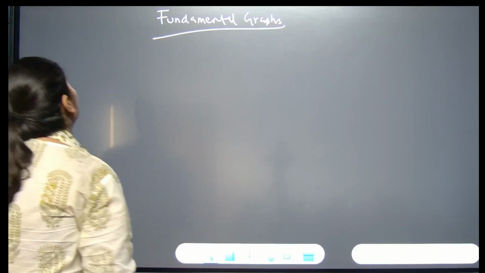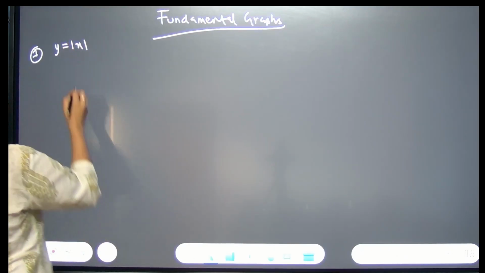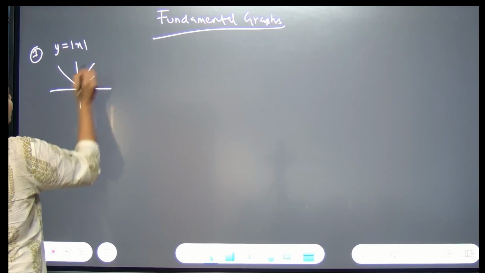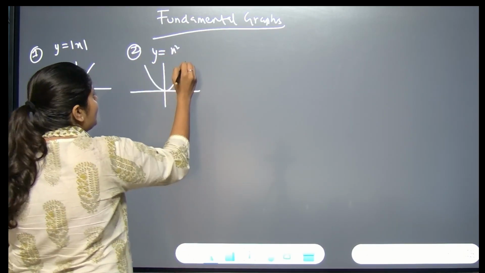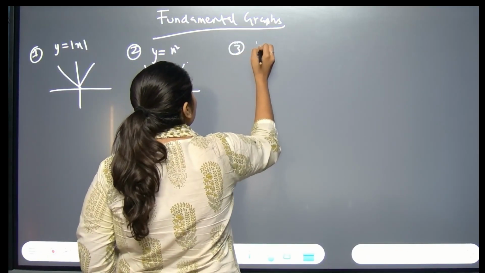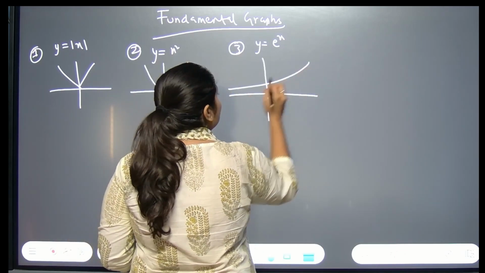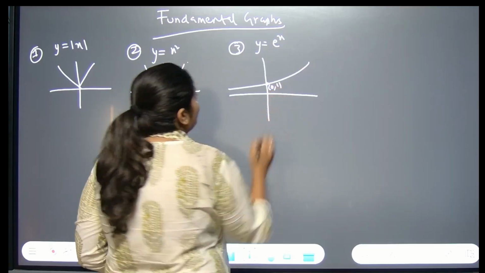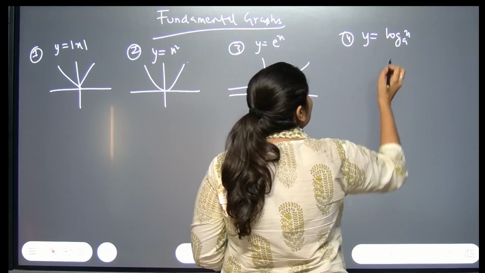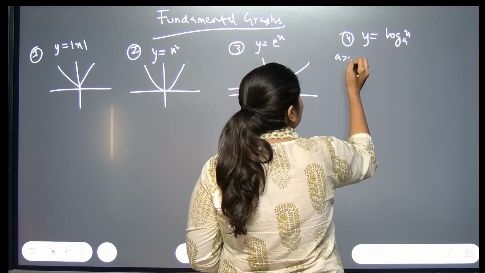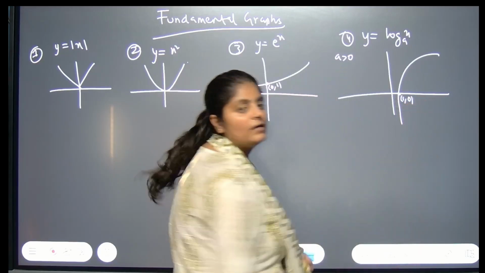Some fundamental graphs: the first one is y equals mod x. It is a V-shaped graph. Second, y equals x squared. It's a U-shaped parabola. Next, the exponential graph, y equals e to the power x. Here it cuts the y-axis at (0, 1). Fourth, the logarithmic graph, y equals log x base a. If a is greater than 0, the graph of log would be this. It cuts the x-axis at (1, 0).